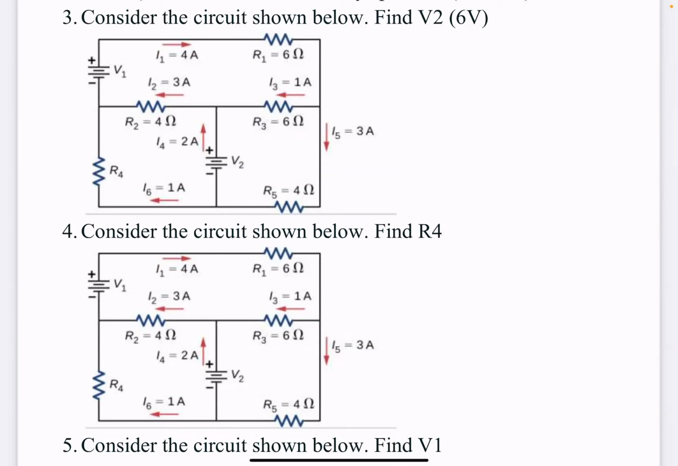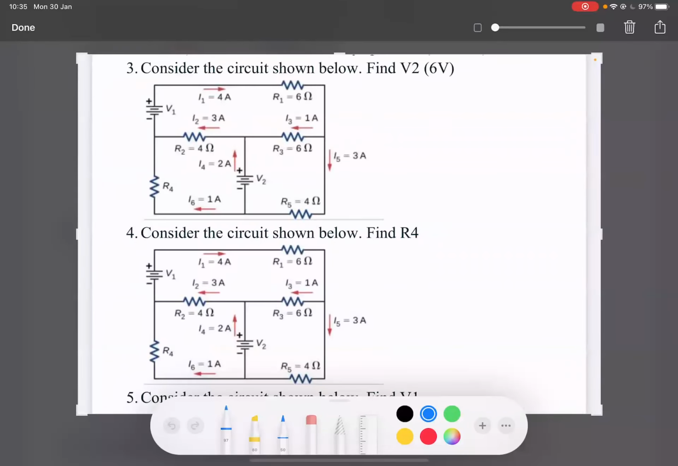We got the first loop that I just deleted. Actually, I shouldn't be deleting it. Anyway, let me write it down. First of all, using this second loop, we found that V2 was equal to 6 volts, right? Now, for loop 1, what did we get?